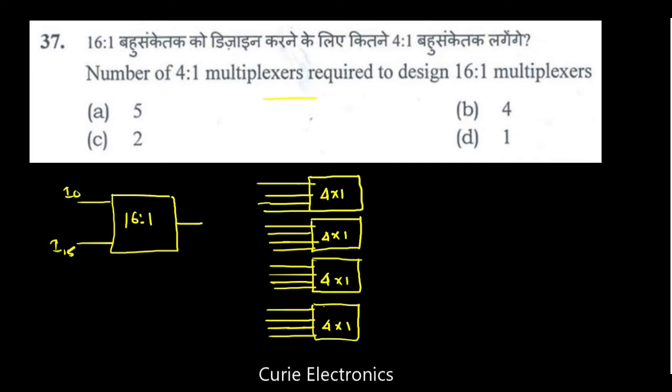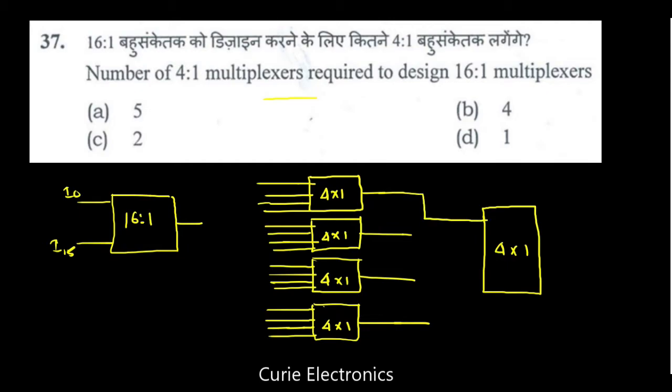So what we actually want is a 16 cross 1 or 16 to 1 multiplexer, but we have only 4 to 1 multiplexers. So I took 4 of them. Now each will give one output. But finally, what should be the output of a multiplexer? Only one line should be there. So what I will do, again I will take a 4 cross 1 multiplexer. I will connect it like this. And now this is the output.